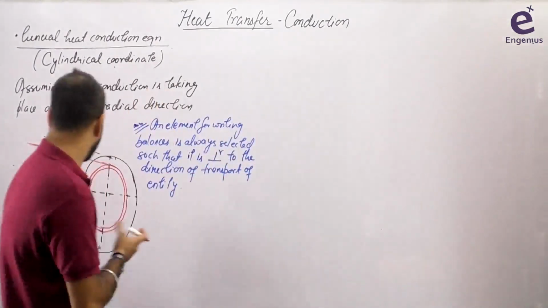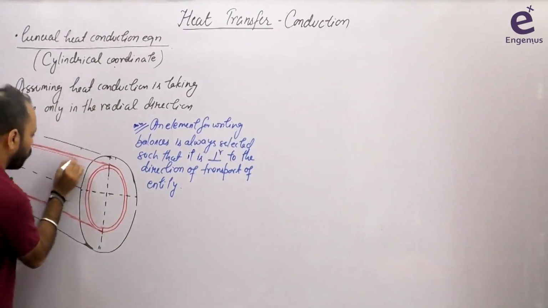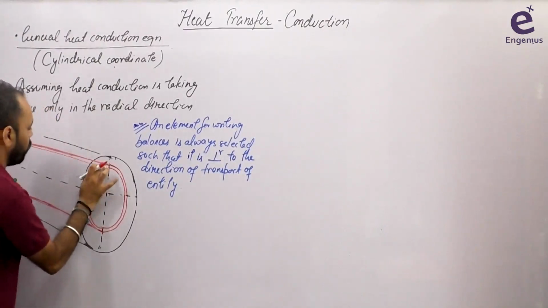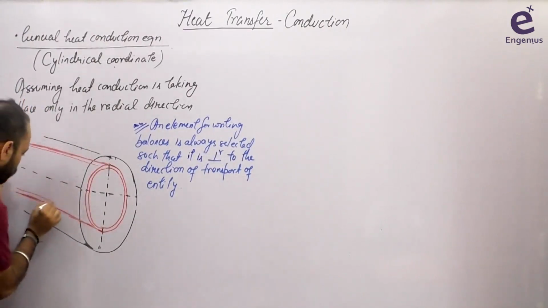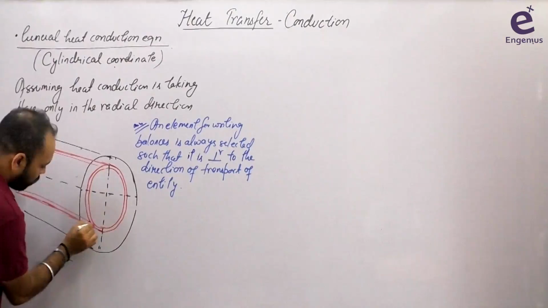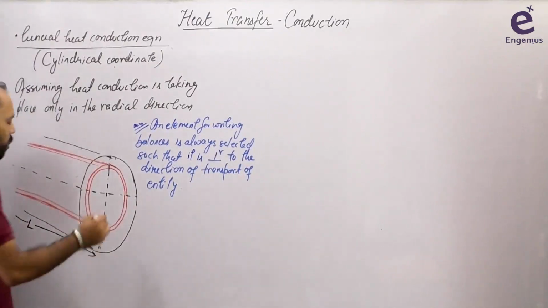ठीक है. If your system is cylindrical, your element should also be a cylindrical element, right? So ये element, suppose the length of your cylinder is L. The length of the cylinder is L. ये इधर भी है ना? The length of the cylinder is L.